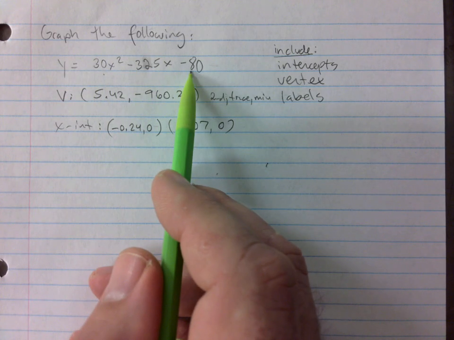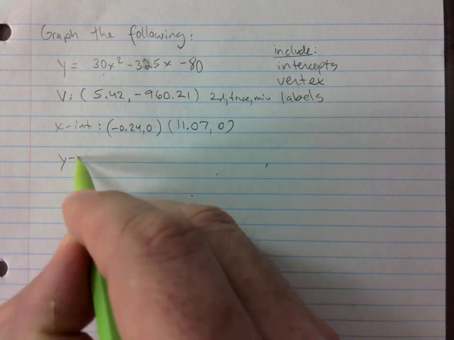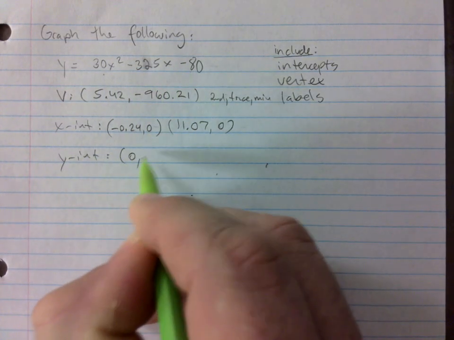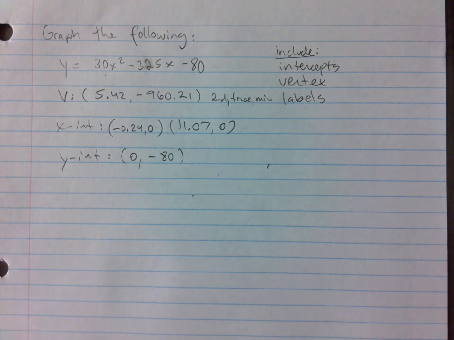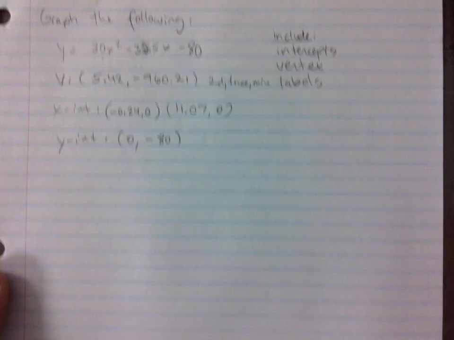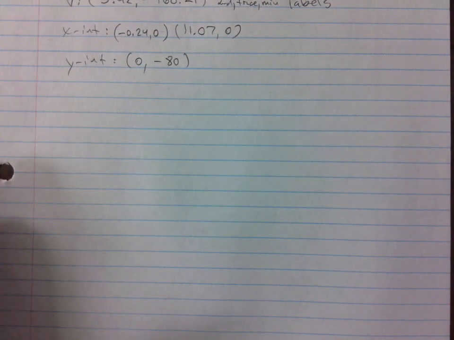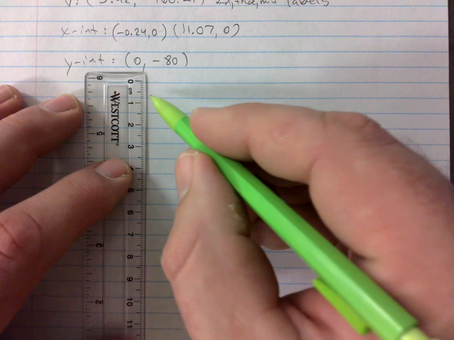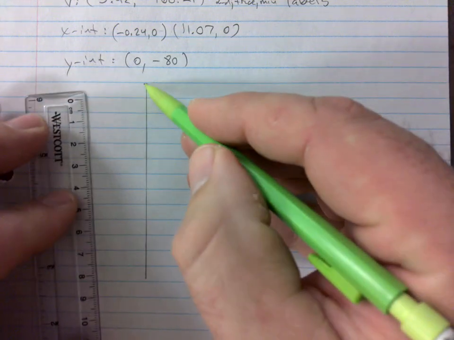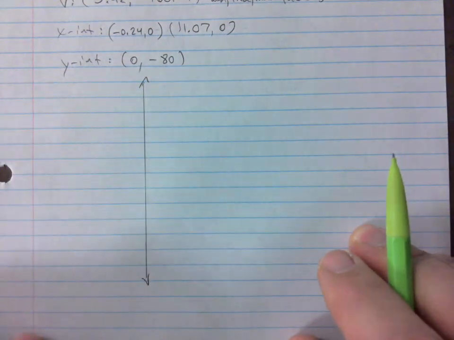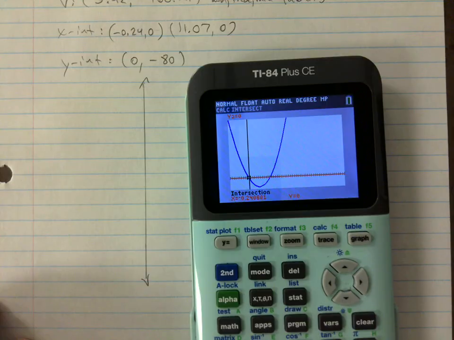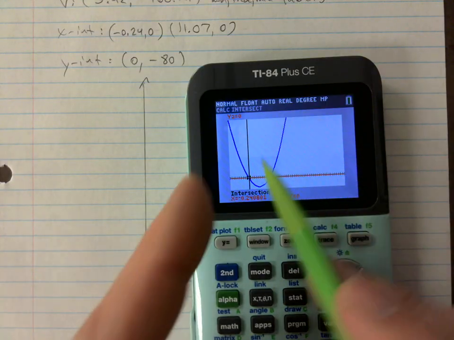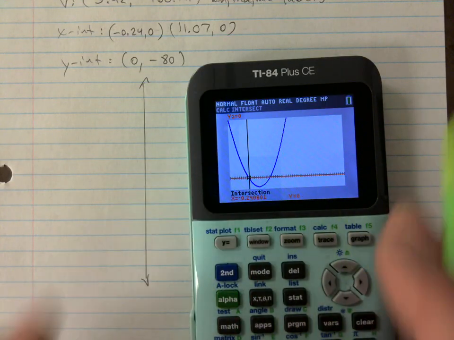Our y-intercept is negative 80. So the y-intercept, I'm just going to state 0, negative 80, like that. And so now you have everything you need to graph. I'm going to grab my ruler and just make a grid and make it fit. I realize that the curve is offset a little bit to the right.